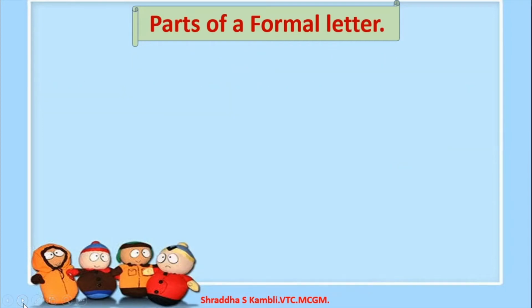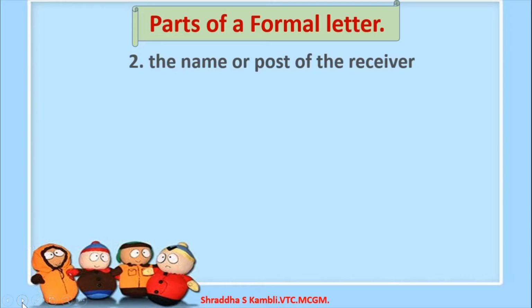So the next part of our formal letter is the name or post of the receiver. Now sometimes you do not know the name of the receiver. You know only that person's post. For example, like I said, if you are writing to the police inspector, you don't know who the police inspector is. Okay, you don't know that person personally. So there you will write the post. But in this case, the children do know the name of their school principal, so they might write the name of the school principal also.